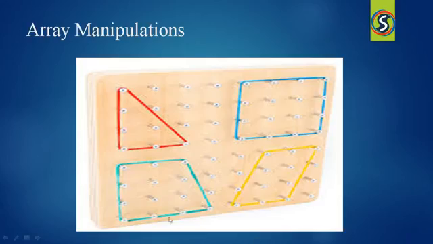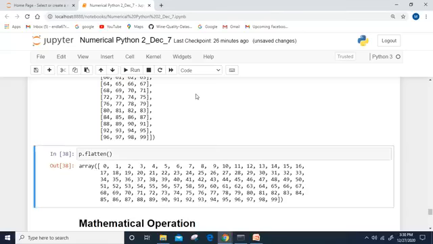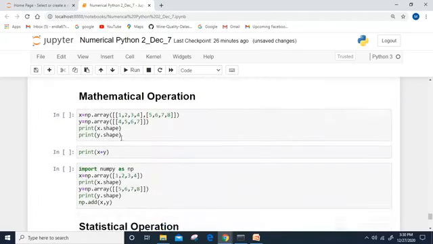Now let me open the slides and let me move forward. Let me explain about the mathematical operations. If you want to add two arrays, subtract two arrays, multiply or divide two arrays, then you can use the add function, subtract function, multiply function, and divide function. Let me show you those operations in the Jupyter notebook itself.